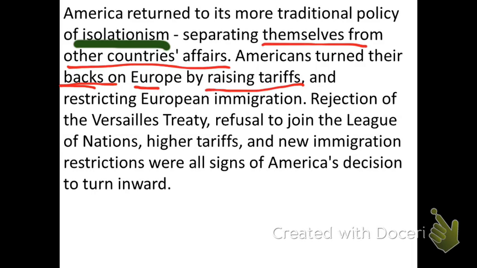by raising tariffs. And of course, tariffs are taxes on imported goods. So we made imported goods more expensive, so we bought less of them. And of course, what does Europe do? They retaliate, but that's not really important.